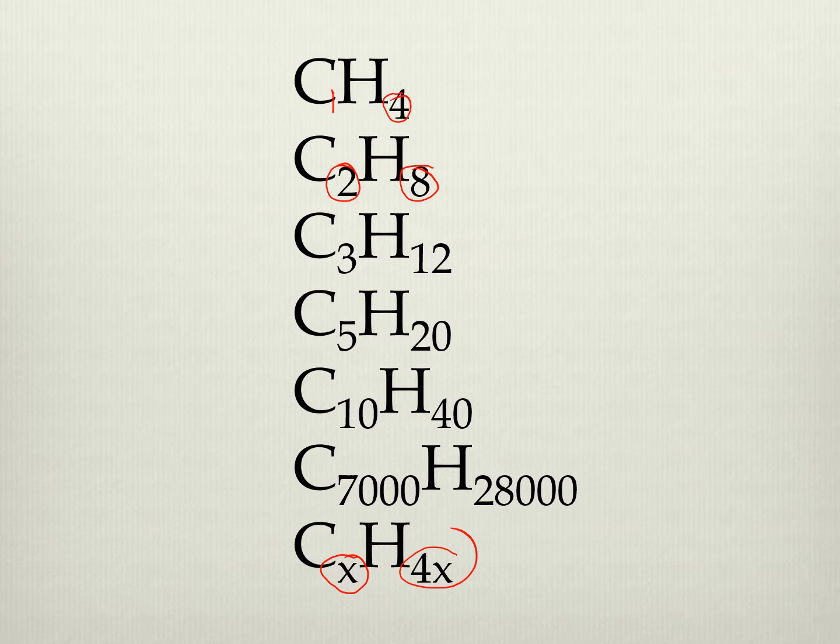Sometimes we actually do want to know exactly what a molecule looks like. Does it have 2 carbons and 4 H's, or does it have 7,000 carbons and 28,000 H's? Is it a small molecule or a huge molecule? But other times we just want to know the more general information, like what is the most simple ratio of the elements in this molecule.